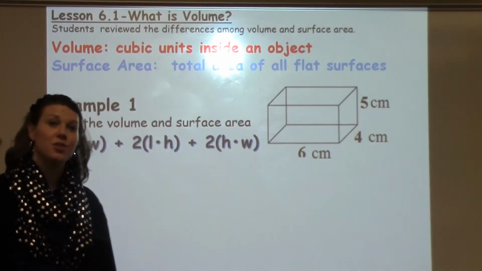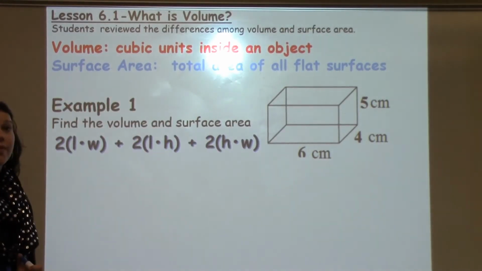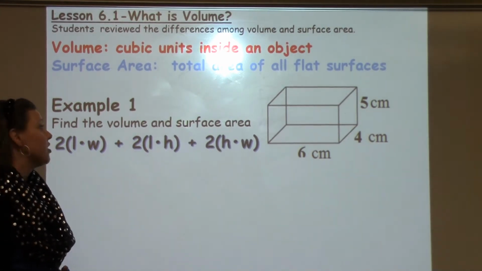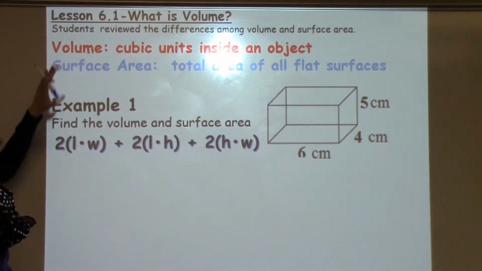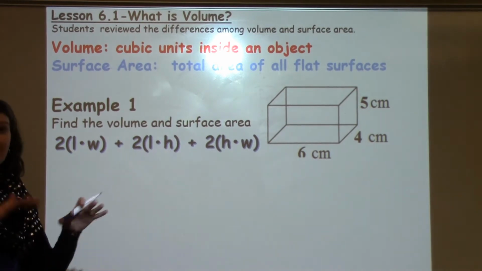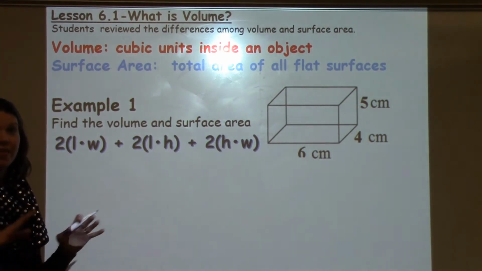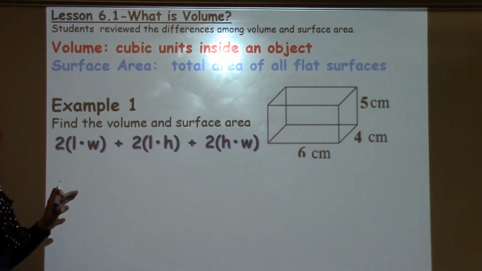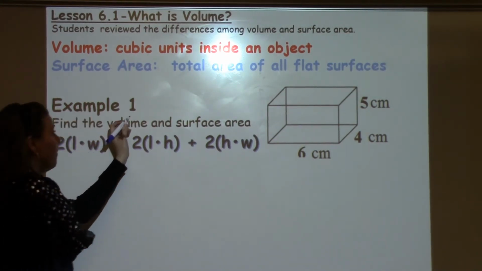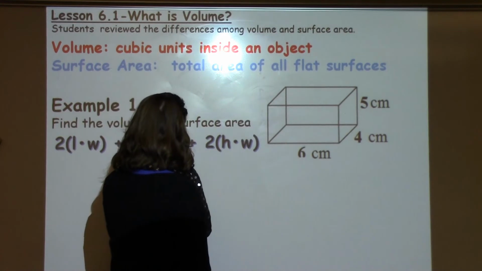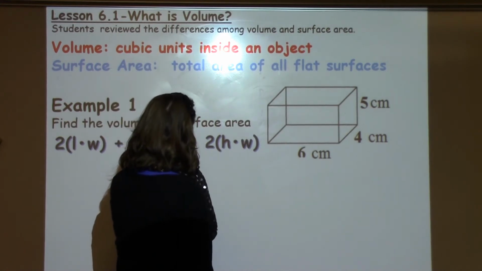Today in 6th grade, students learned about volume, and they also did a review of surface area, which they learned earlier this year. So as a review, volume is the cubic units inside of an object, and surface area is the total area of all the flat surfaces around the outside. So to find the formula for the volume, we take length times width times height.